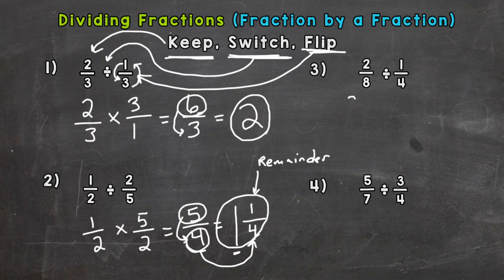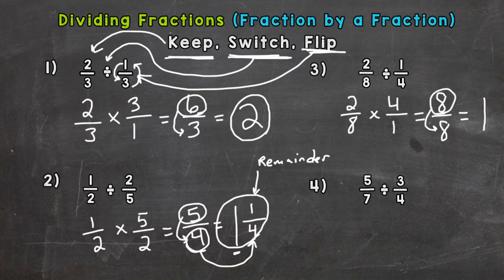Number 3, keep, 2/8. Switch and flip. And now we go straight across. 2 times 4 is 8. 8 times 1 is 8. So we get 8/8. And whenever you have the same number on top, the numerator, as you do the denominator, it's actually 1 whole. Think about it. 8 divided by 8. And we get 1 whole.